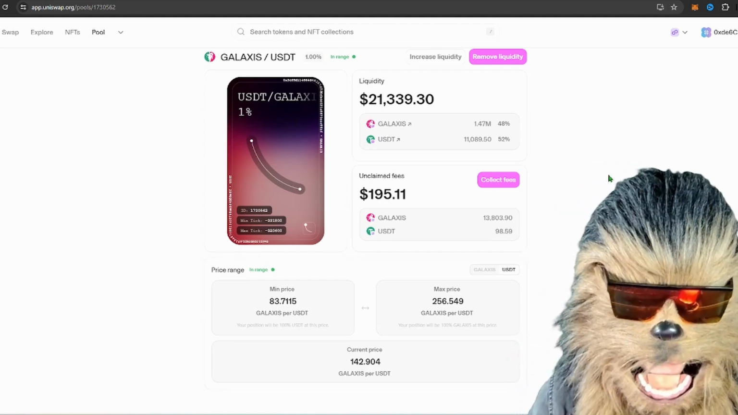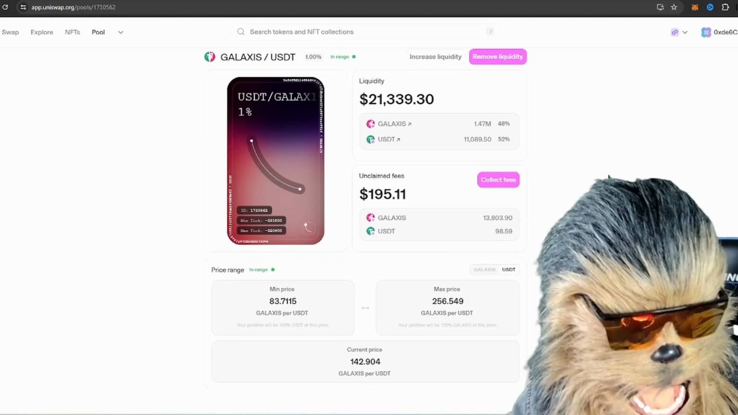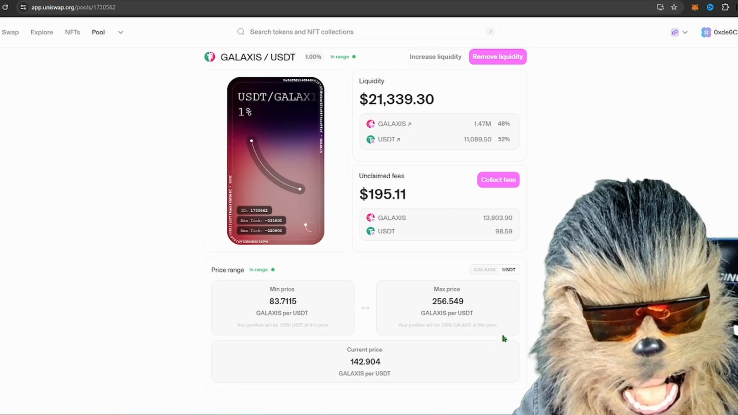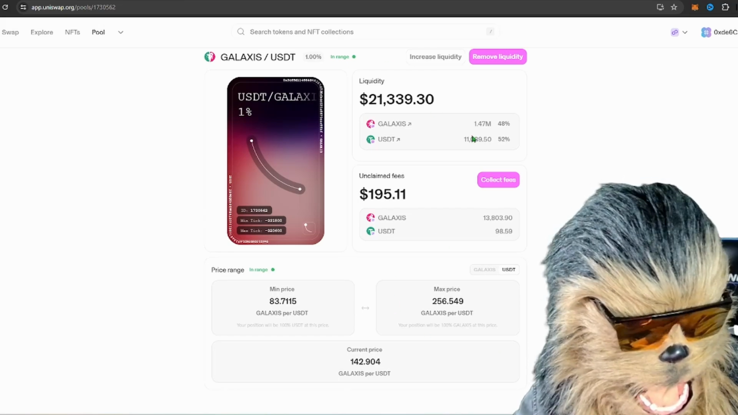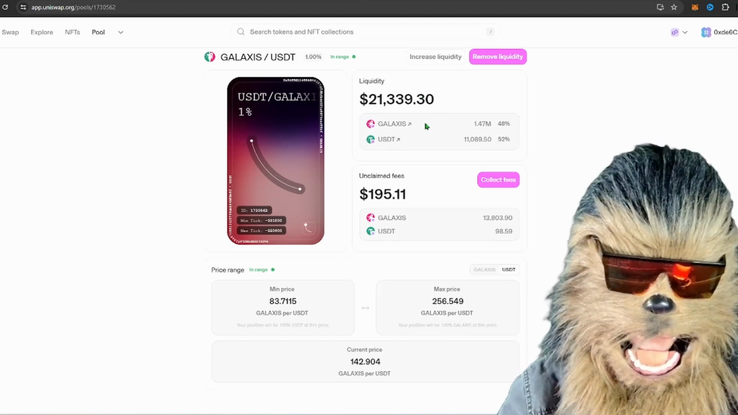And what I mean by that is, if Galaxis jumped, I'd lose out on gains. However, if Galaxis dumped, what could happen is I could end up with all Galaxis in here too. So that's what I mean by plus or minus, and that's why I say you really want to pay attention and watch.